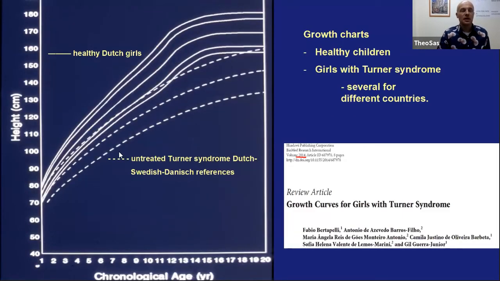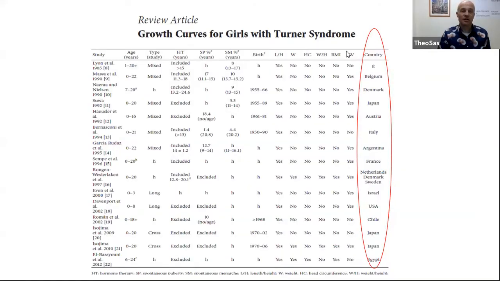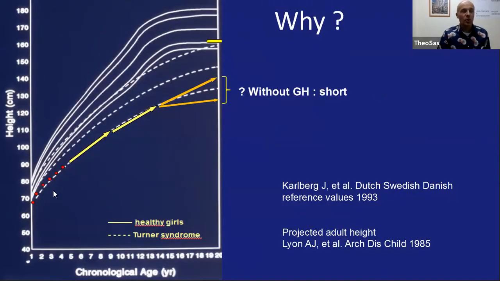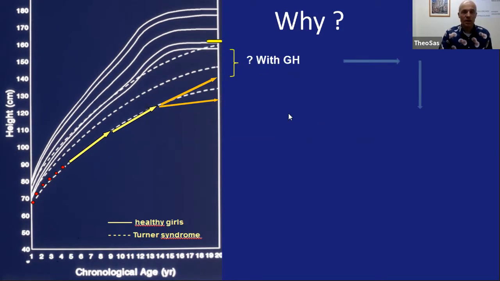And therefore you need the growth curves for girls with Turner syndrome, like here the Dutch, Swedish, and Danish curves of untreated girls with Turner syndrome. And this paper, a review paper from 6 years ago, shows that there are different growth curves in different countries. So we know if you are growing on this Turner line, you will follow this line until the end. And of course, we do not exactly know where it ends, whether it's here or here, but it's quite a reasonable prediction method.